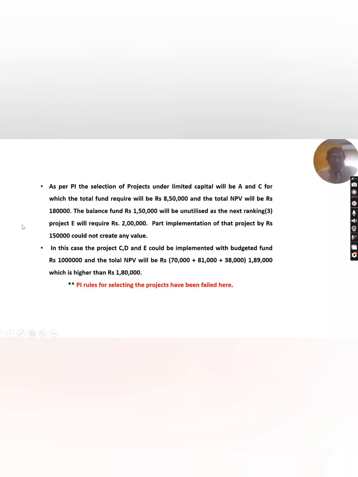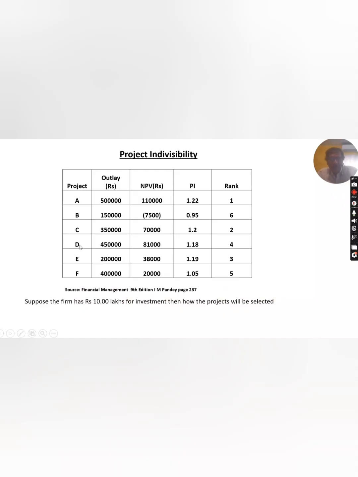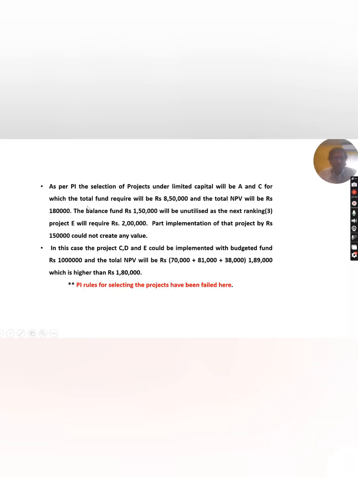That's why you should go for that option, as this is higher, and your full project could be implemented by 10 lakhs, C, D, and E. You can check, it is mentioned here. As per PI selection of projects under limited capital, A and C, for which the total fund is this, I have already discussed. And if you select C, D, and E, the total NPV will be 1,89,000. In this case, A and C, the total is 1,80,000. That means your selection of project by PI rule has failed here. It is mentioned here, PI rules for selecting the projects have failed here.